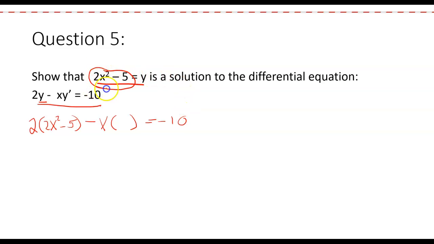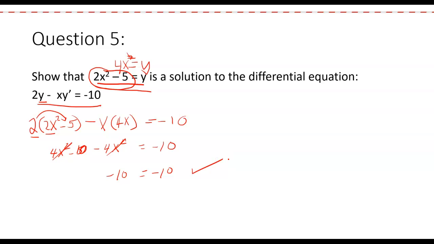The y prime, so if this is equal to y, then y prime would be the derivative of this thing, which is 4x. That was no square there. So that's what goes here. And now we just go ahead and simplify this. 2 times 2x squared is 4x squared, and this is 4x squared. And I forgot this 2 also multiplies the 5 there, so that's actually going to be a 10. And then these go away, and I'm left with this.